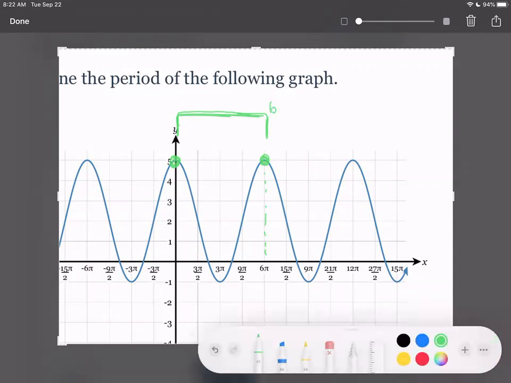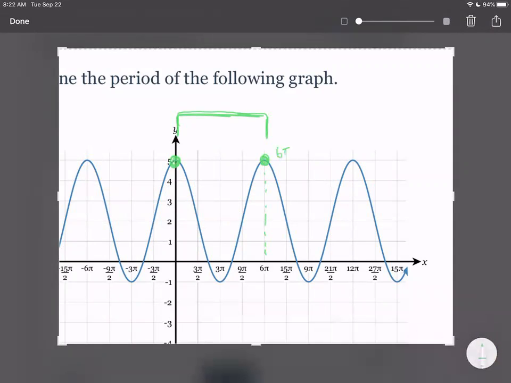Let me write it somewhere else. Right here. And then this one is at 0. To find the distance between 6 pi and 0, you literally do 6 pi minus 0, which gives you 6 pi. So in this case, our answer for the period is 6 pi. And this works for any top to top or any bottom to bottom.